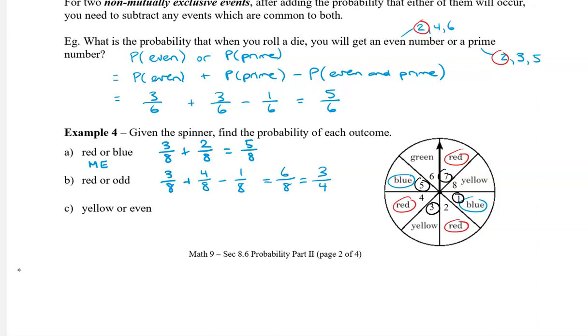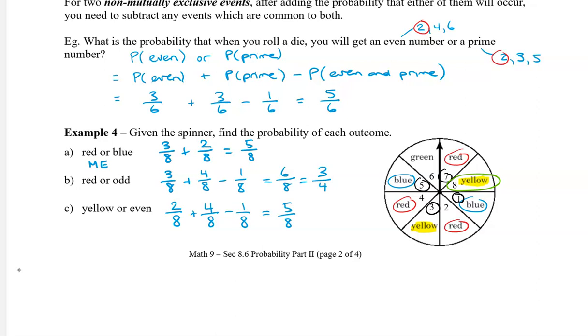All right, the last question is the probability that the spinner will give us a yellow number or even. So there are 2 yellows. So it's 2 out of 8. And we know that half of the numbers, 4 out of 8, are even. Now, are there any yellow and even numbers? Yes, there is. There's one right over here. So we need to subtract 1/8. So that will give us 5/8.